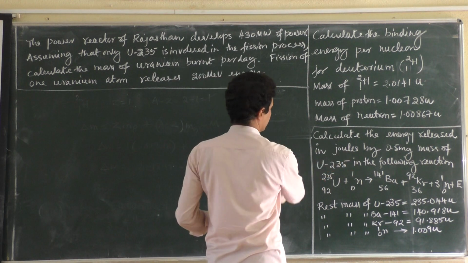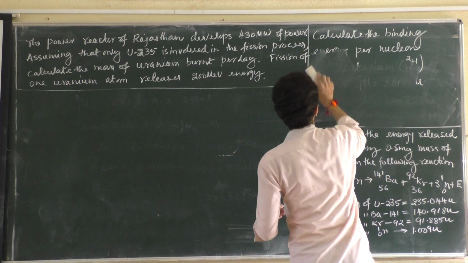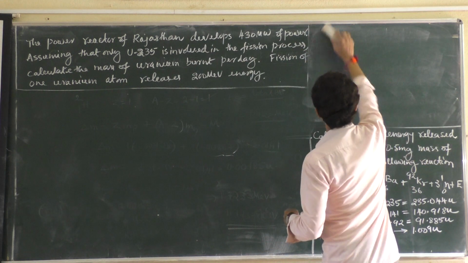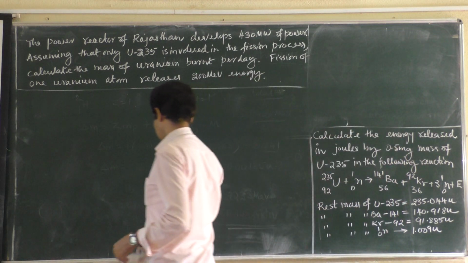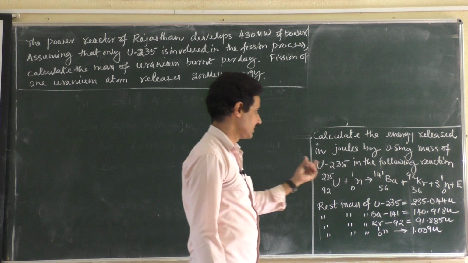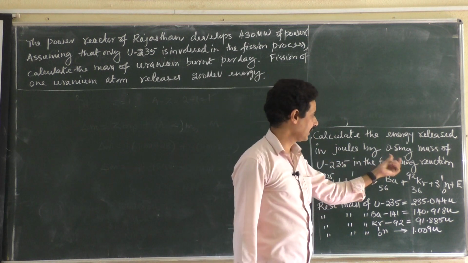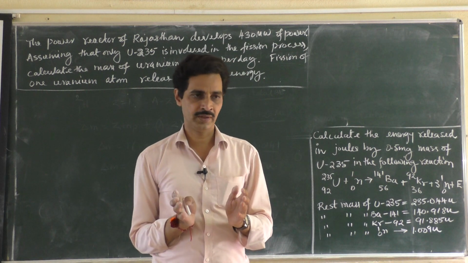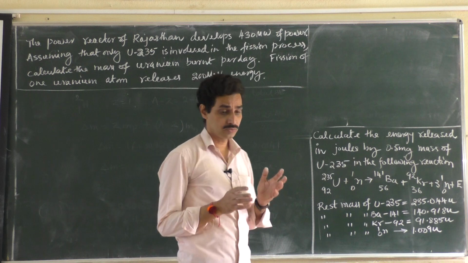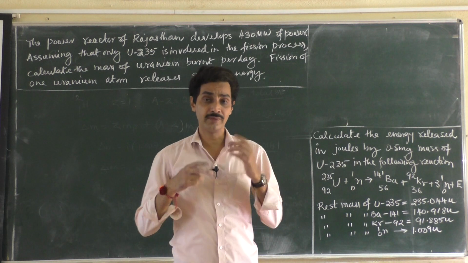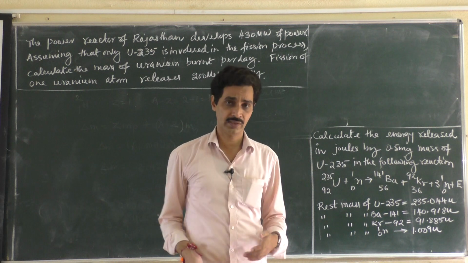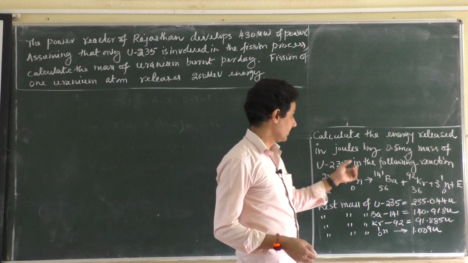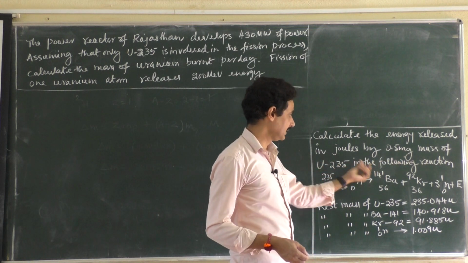We will go to this problem now. What does this problem say? Calculate the energy released in joules by 0.5 milligram mass of uranium-235. You have 0.5 milligram mass of uranium-235. So you have to make every nucleus in uranium-235 undergo fission. Every nucleus, when it undergoes fission, gives energy. It is given how much? In joules by 0.5 milligram mass of uranium-235 in the following reaction.